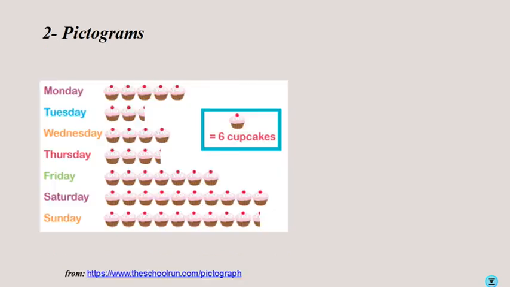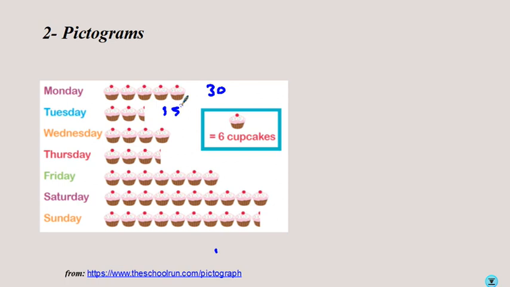Another type of data presentation technique is pictograms. In this case, we are considering the sales of a canteen of cupcakes. Let's say that they are representing each 6 cupcakes sold by the picture of 1 cupcake. So we can count on Monday there are 5 cupcakes, and that tells us that they sold 30 cupcakes on Monday. Here we have 2.5. That means that they sold 15 cupcakes on Tuesday.